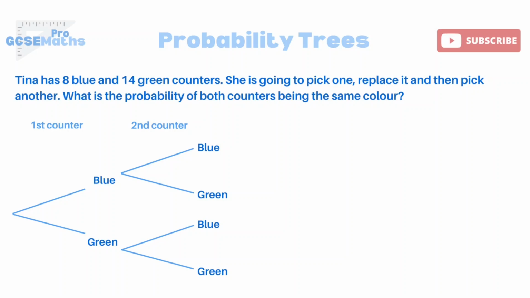Okay, so we have Tina has 8 blue and 14 green counters. She's going to pick one, replace it, and then pick another. What is the probability of both counters being the same colour? So first of all, we need to work out our probabilities, and then we can work out the question. We've been given quantities here, 8 blue and 14 green.